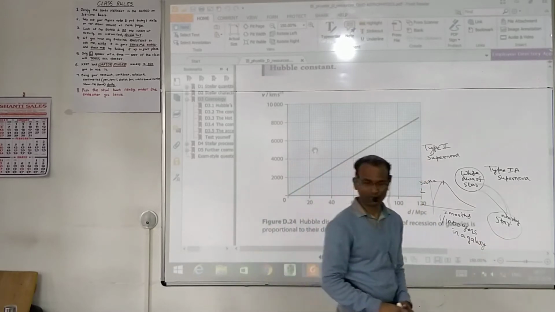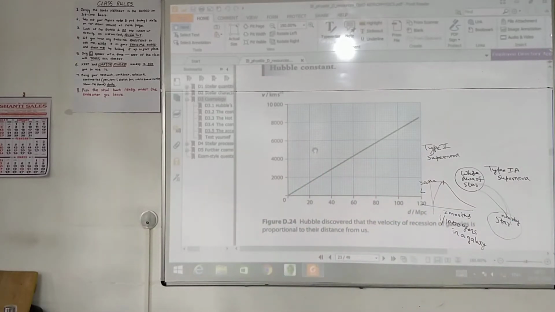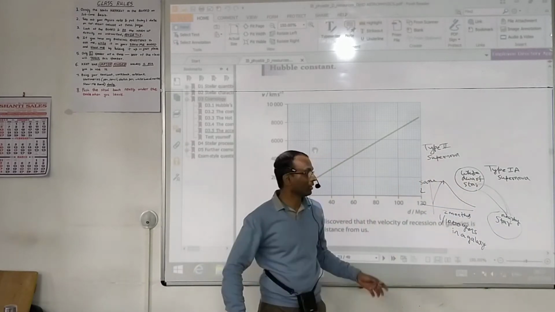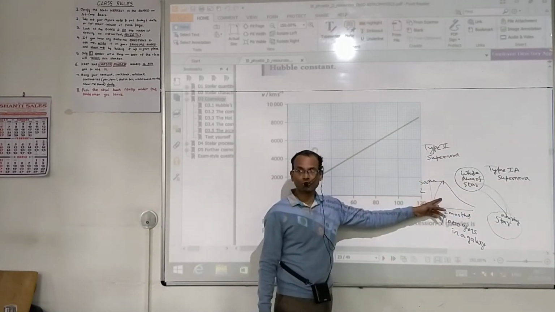I need a better marker. I have a marker, black marker. So once in 1,000 years it happens in a galaxy. So you can imagine how difficult it is to find this type 1a supernova.